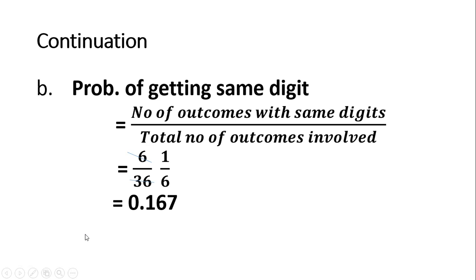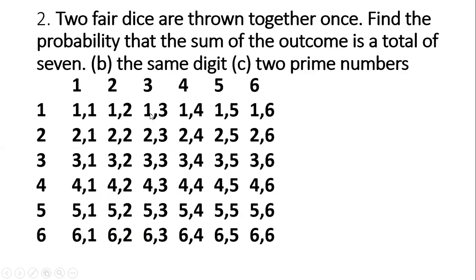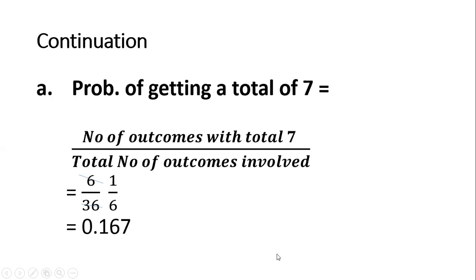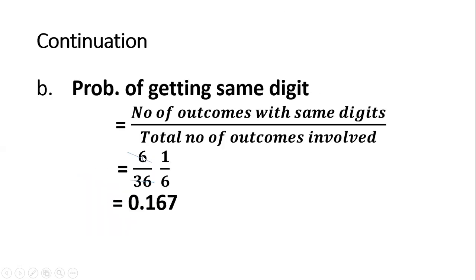The second one says getting the same digit. If you see that, the same digits are 1 and 1, 2 and 2, 3 and 3, 4 and 4, 5 and 5, 6 and 6. So you still see 1, 2, 3, 4, 5, 6. The same digit is also 6 outcomes, and the total number of outcomes involved is 36. So that gives us 1 over 6.